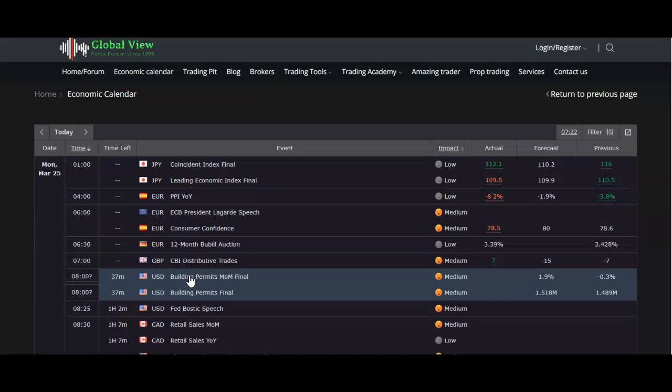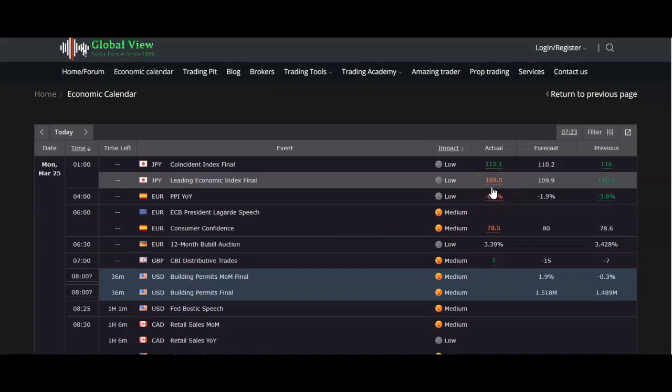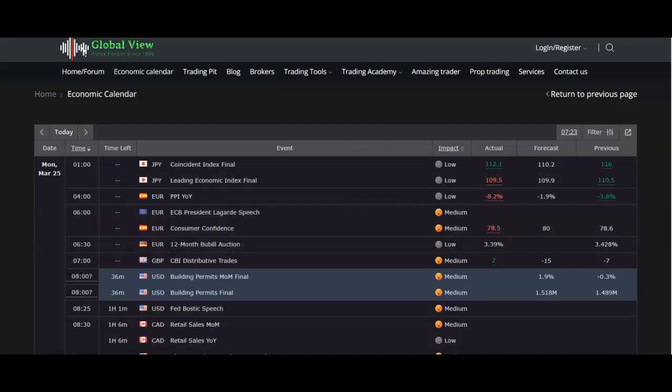How to interpret it and how to trade it is for a different story, but this is how you use our calendar. It's a fantastic calendar. It gives you everything you need to be prepared for an economic release or key speech or key monetary policy decision by a central bank.